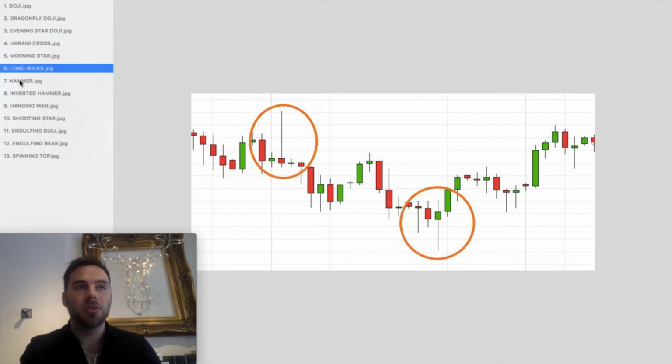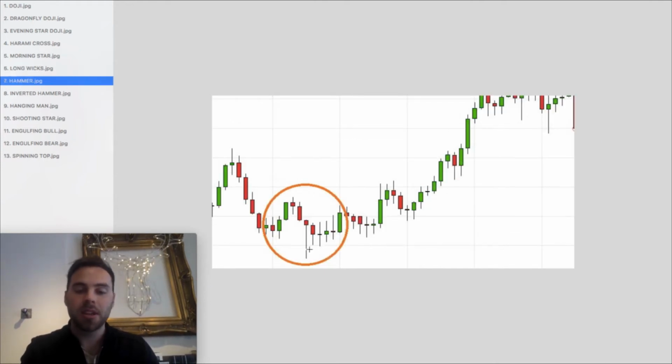And that brings us on to the hammer. Now, the hammer, once again, shows a rejection of this price range here. So the long wick signifying a rejection of the price, the bulls have turned up and they're wanting to push it higher. So once again, look out for that long wick.